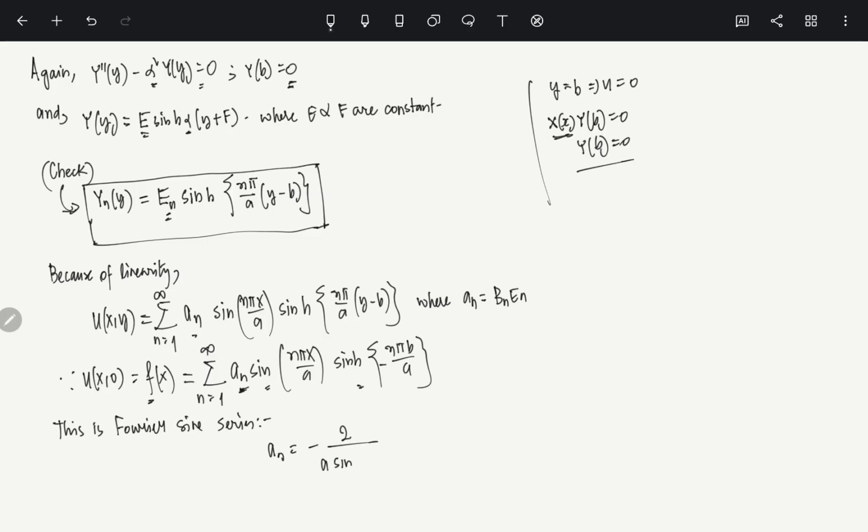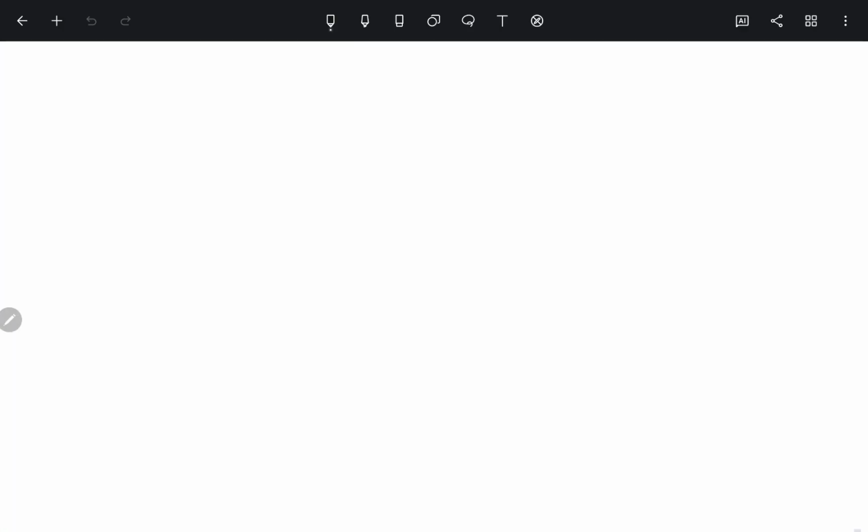It is 2 by a times sine hyperbolic n pi b by a, to the power minus 1. This minus sign is because of this minus. And then integral 0 to a of f of x sine n pi x by a dx. Is it okay? So that's your a_n. Now, what is the formal solution? How do you write down the formal solution? Therefore, the formal solution is whatever the solution is essentially. The formal solution is given by u of x,y.